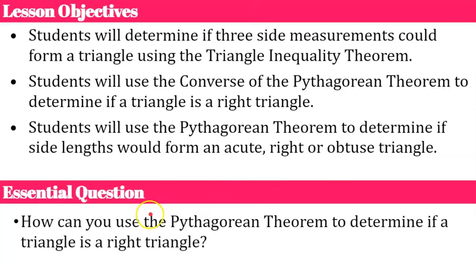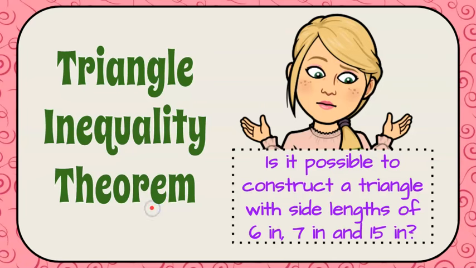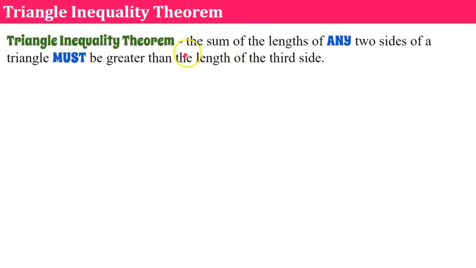Here's the question I'd like you thinking about today as we proceed through the lesson. How can you use the Pythagorean theorem to determine if a triangle is a right triangle? Let's begin with the Triangle Inequality Theorem. The Triangle Inequality Theorem states that the sum of the lengths of any two sides of a triangle must be greater than the length of the third side.